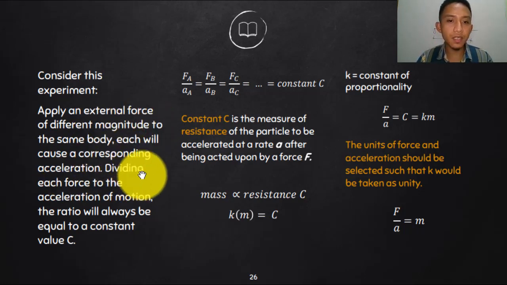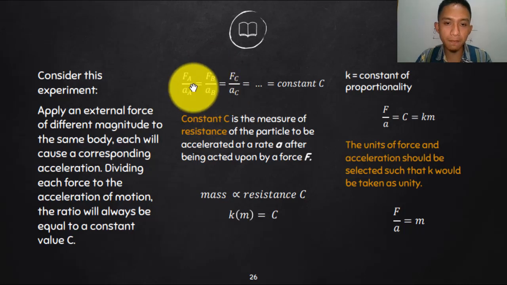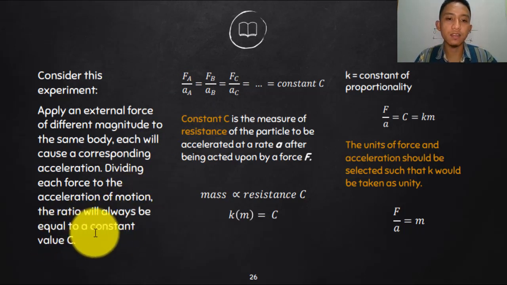If you try to divide the force applied by the acceleration of the motion, this is your equation here. Divide the force by the acceleration, or that is just the ratio of the force over the acceleration. That ratio will always be equal to a constant value.